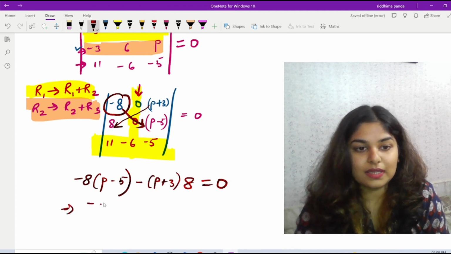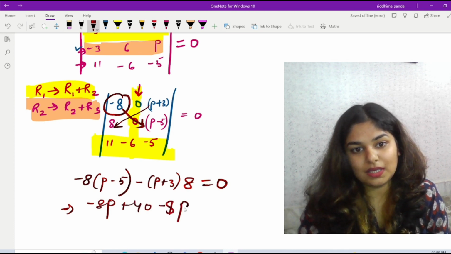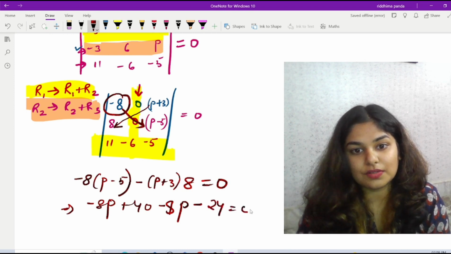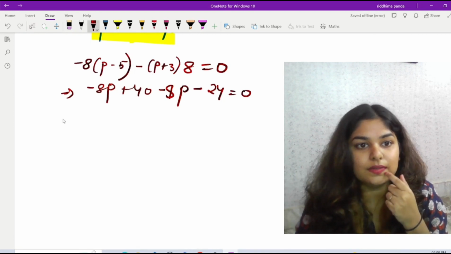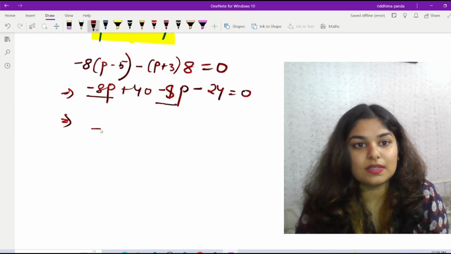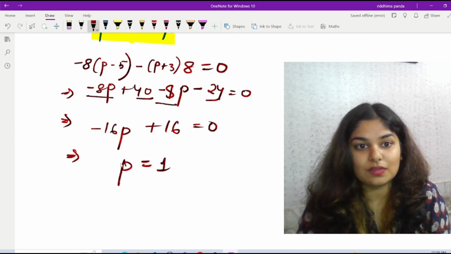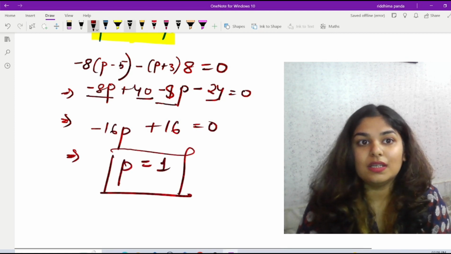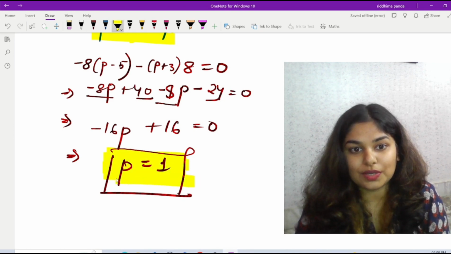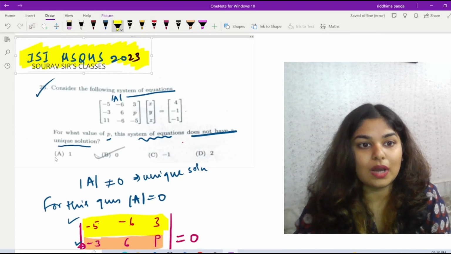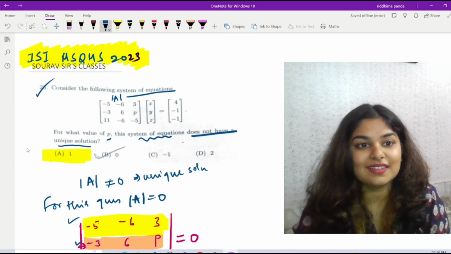If we solve this, we get minus 8p plus 40 minus 8p minus 8 3s are 24, that is equal to 0. So here we get minus 8p minus 8p is minus 16p, and 40 minus 24 is 16. That means the value of p should be 1. So if the value of p is 1, then there will be no unique solution for this particular system of equations. So let us check the options. We have p equals 1. So the correct answer is option A.